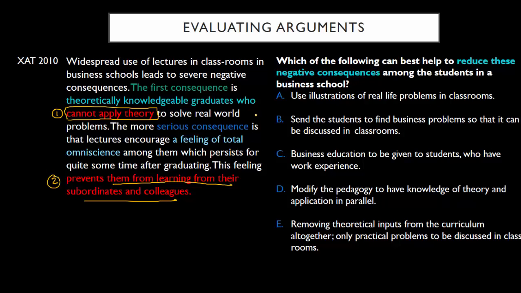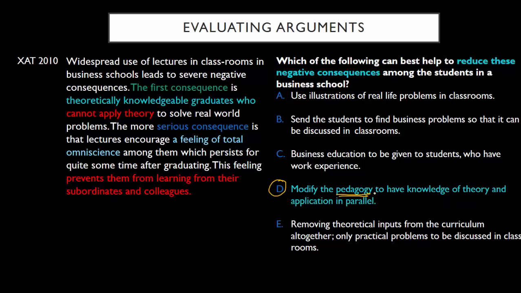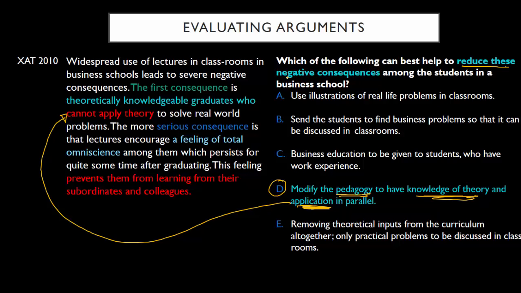Okay, and we have to look at what changes can be done in the business school which can change the whole thing, help them apply theory, help reduce the negative consequences. If you read all these answer choices, ladies and gentlemen, it has to be D. Modify the pedagogy or the learning methodology to have knowledge of theory and application in parallel. If knowledge of theory and application are in parallel, at least it will help address this particular case. It may not address the second one, but at least it does address the first one, because the question says it can best help to reduce these negative consequences.